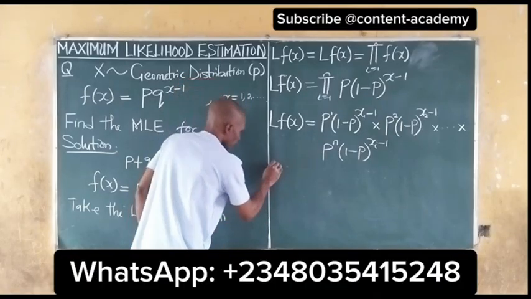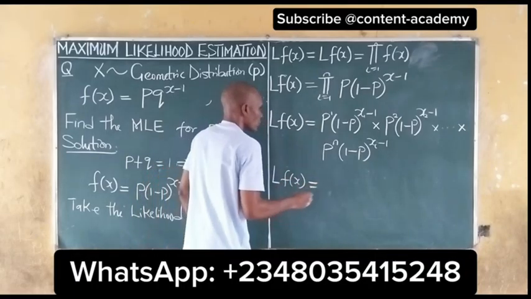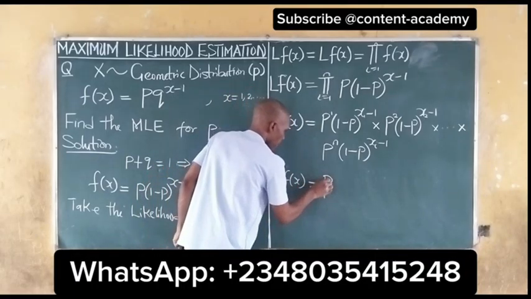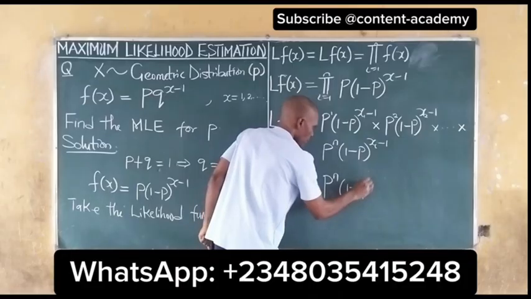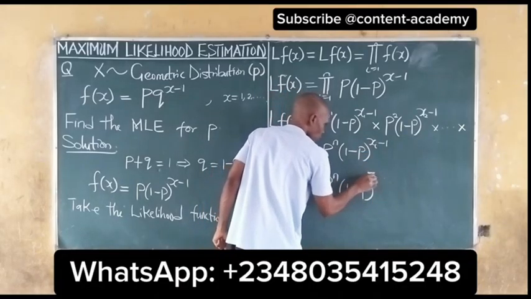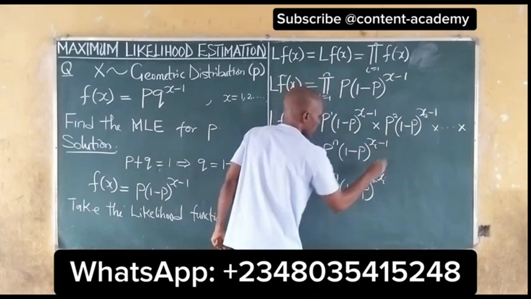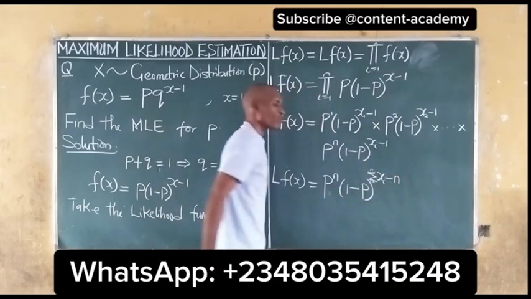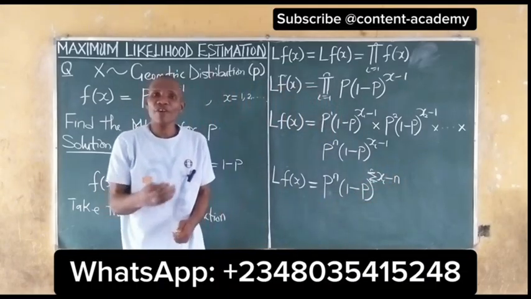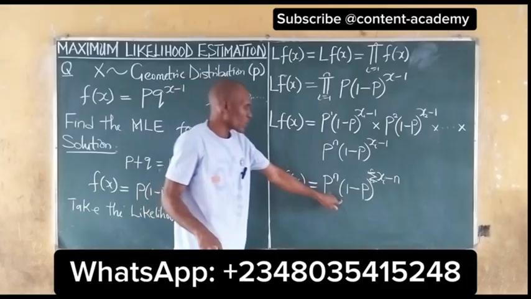So this is what we got. It then means that we can write our likelihood function to be equal to p raised to the power of n into (1 minus p). If we take the product of all of them, we have the summation of xi minus n as the power, because if you take the product of a constant, you get n times that constant. So this is what we get.